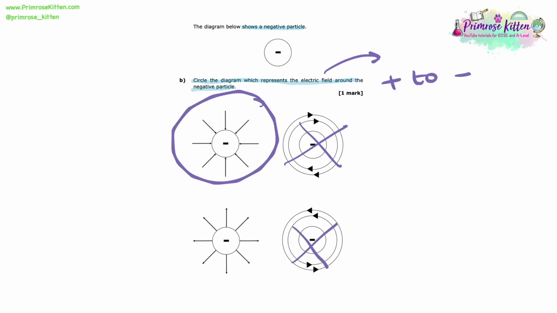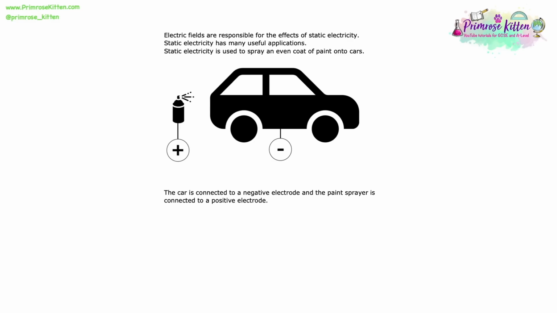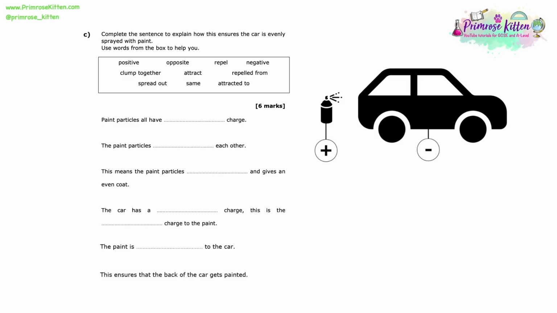Electric fields are responsible for the effects of static electricity. Static electricity has many useful applications. Static electricity is used to spray an even coat of paint onto cars. The car is connected to a negative electrode and the paint spray is connected to a positive electrode. Here we're asked to complete the sentences to explain how this ensures the car is evenly sprayed with paint. And we are to use the words in the box to help us.